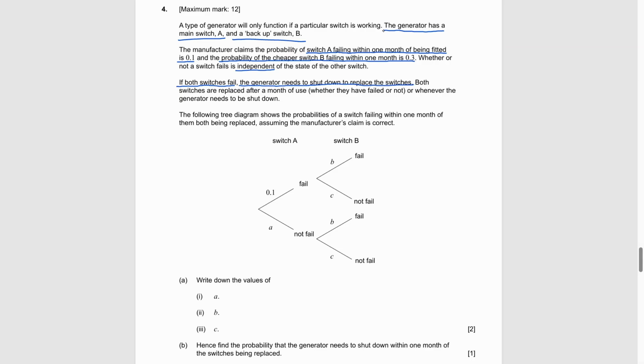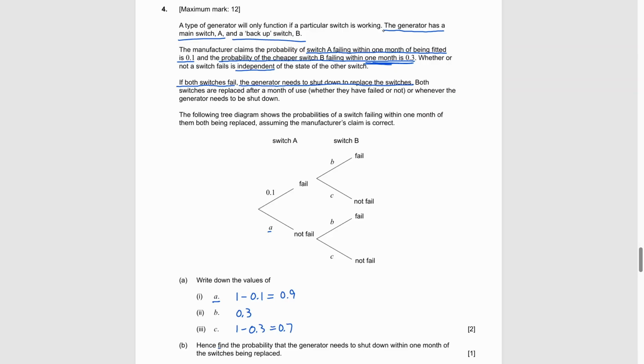For A, the probability that switch A does not fail is 1 minus 0.1, which is 0.9. For B, the probability that switch B fails is 0.3 as given. For C, the probability that switch B does not fail is 1 minus 0.3, which is 0.7.